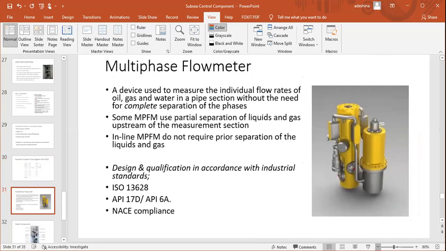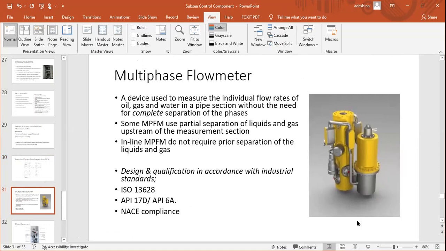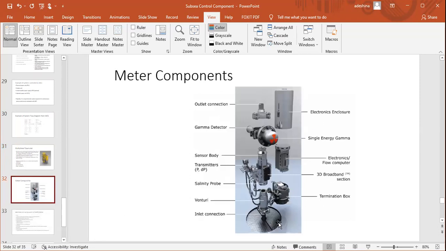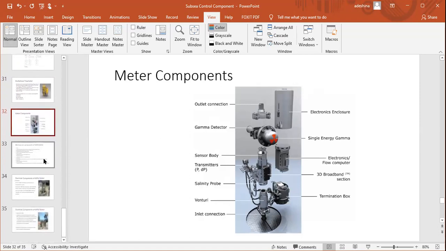So next we have what we call the multi-phase flow meter. Simply, this is just a device that is used to measure flow rate of oil, gas, and water through a pipe section without having to separate them, just to measure them and know what is flowing. Some multi-phase flow meters use partial separation of liquid and gases upstream, all right? And this is what our multi-phase flow meter looks like. For design of our multi-phase flow meter, we have ISO 13628, API 17D, API 6A, and NACE compliance standards. We won't spend much time on this. This is just the different components of the multi-phase flow meter. You can read that up by yourself.